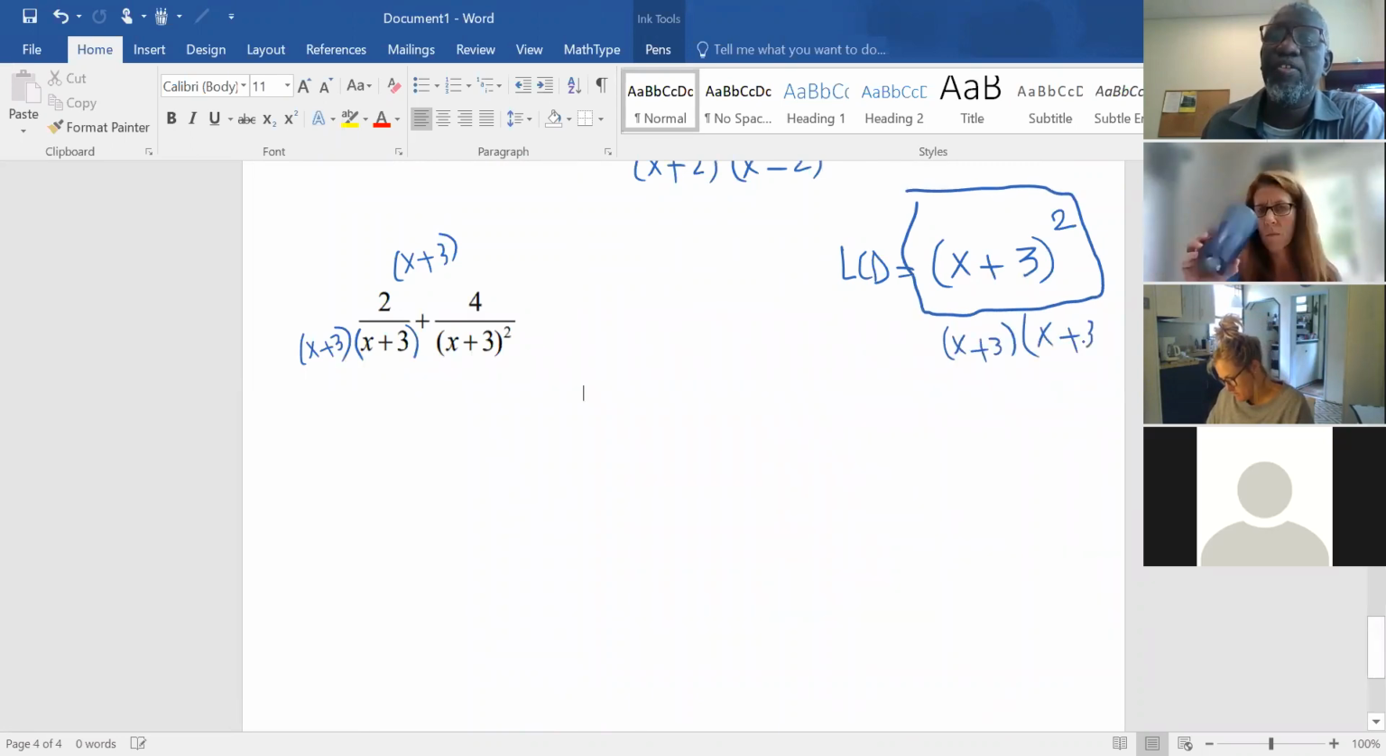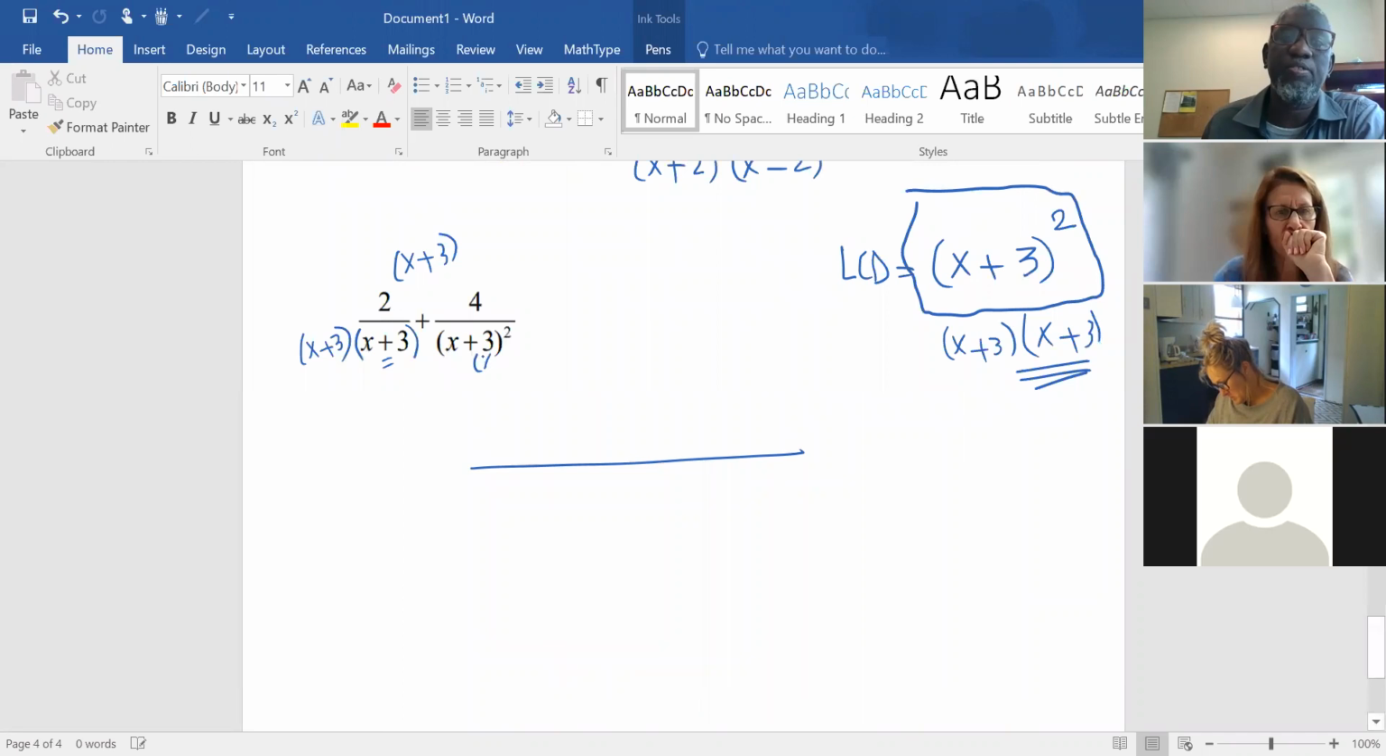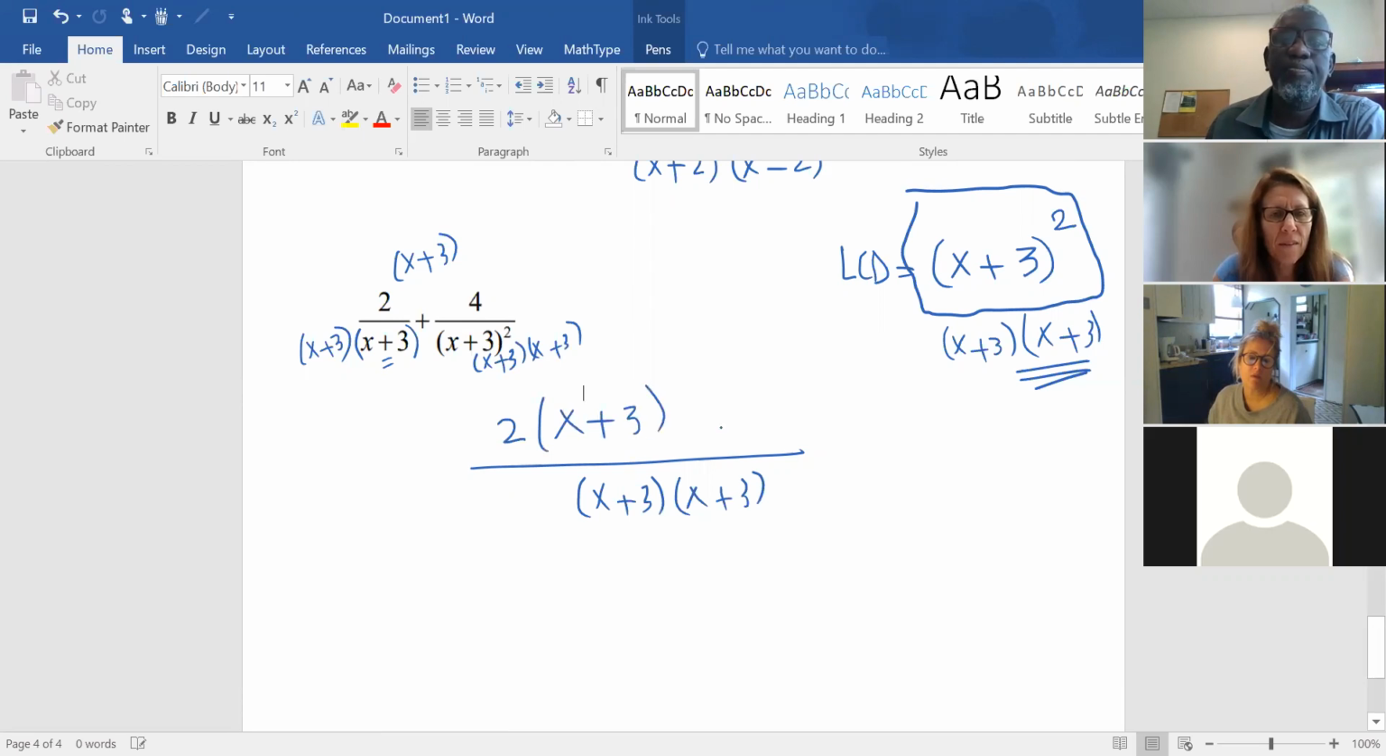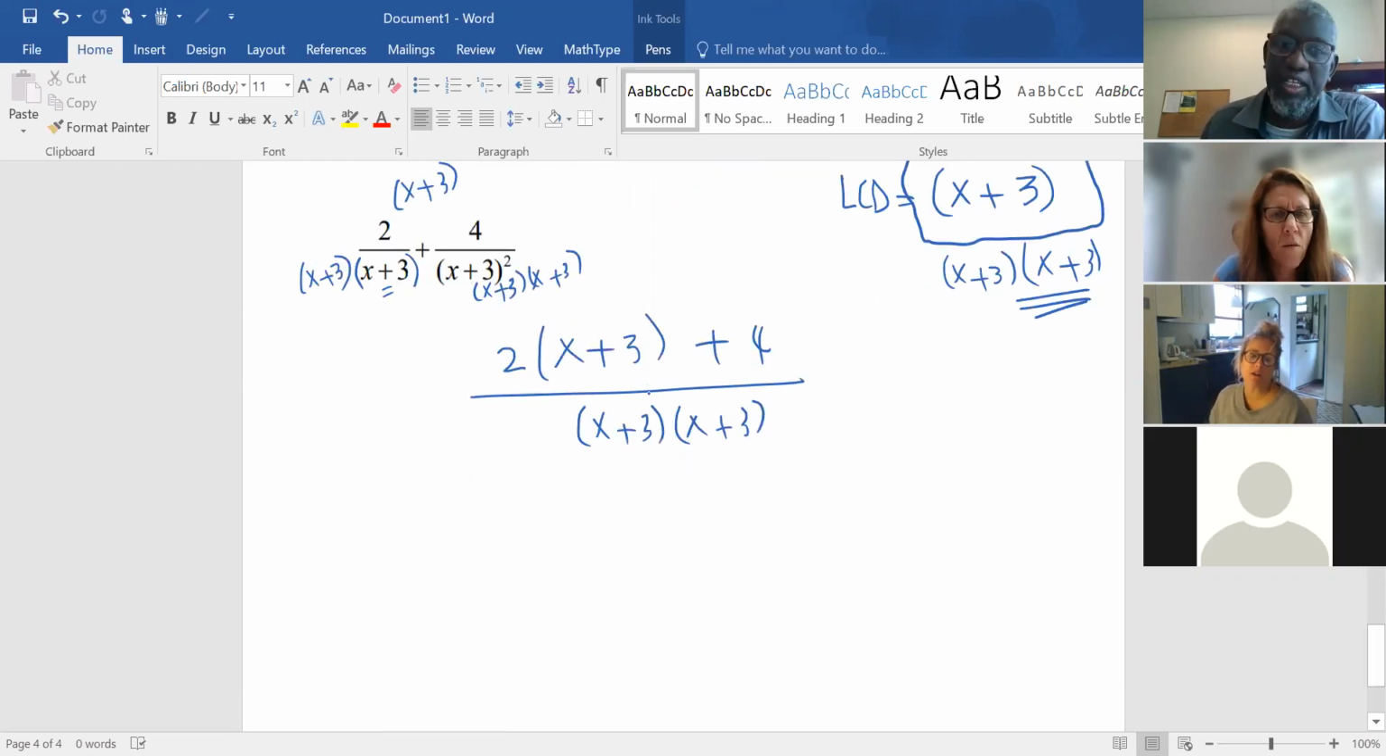So now, since this is the LCD, I'm going to multiply the first fraction by x plus 3, because we have one x plus 3 and another one is missing. So I'm going to complete that. The other one, we don't touch it. The other one is x plus 3, we don't touch it, right? So it's going to be x plus 3. And here at the top we have 2 parentheses x plus 3 and then plus 4. We distribute the 2. That's going to be our next step. It's going to be 2x plus 6 plus 4 over x plus 3, right?